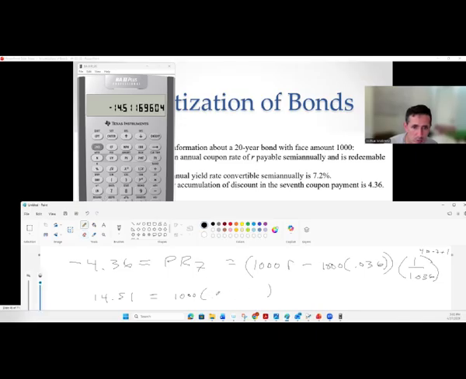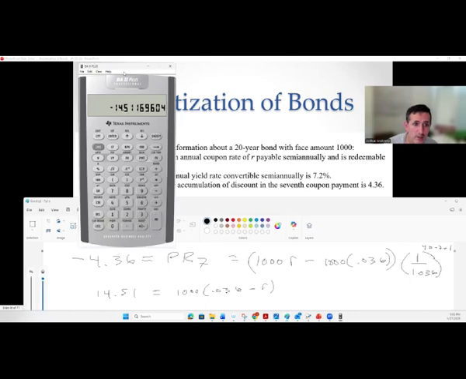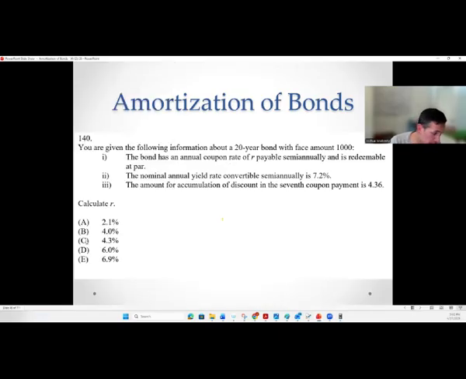So that means it's going to be 0.036 minus R. So divide by 1,000 for the minus. Now I'm going to subtract by 0.036. That's going to be minus R, or what I'm calling R, the actual 6-month coupon rate. You got to multiply by 2 because they want the nominal semi-annual 6-month rate. So lo and behold, that's one of the answers. 4.3%. So it's C.